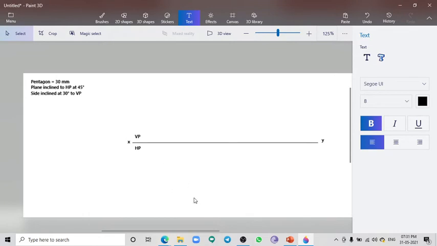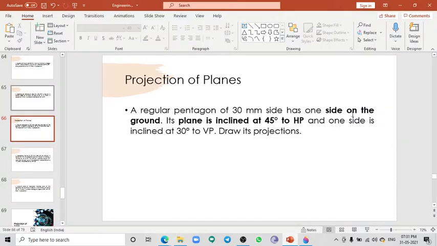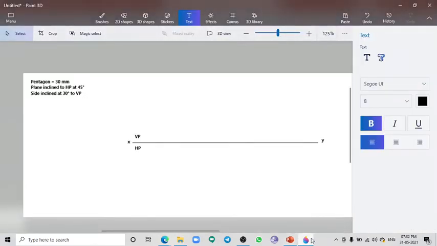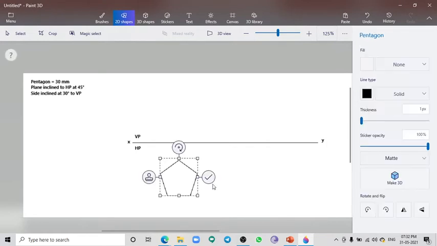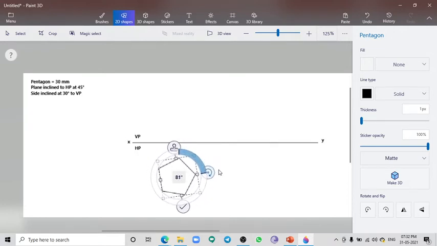Okay, first we have to start the drawing. So we have to draw the pentagon such that a side should lie on the ground. That is, a side should lie on the HP as we start the drawing. So one side must lie on the left hand side. That is the condition. If we draw it this way, a corner will be resting on HP. So in our condition a side, which is an edge, should lie on the HP. So I have to draw the pentagon in this manner.